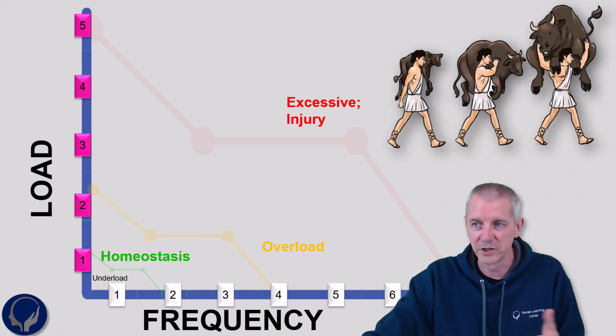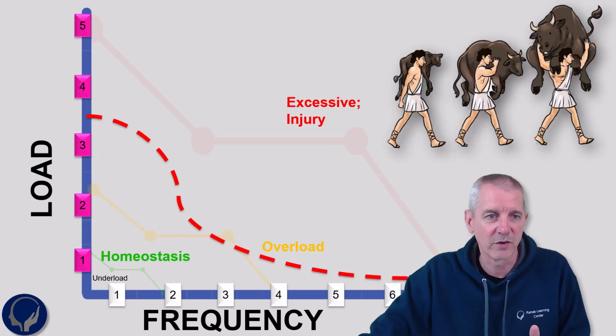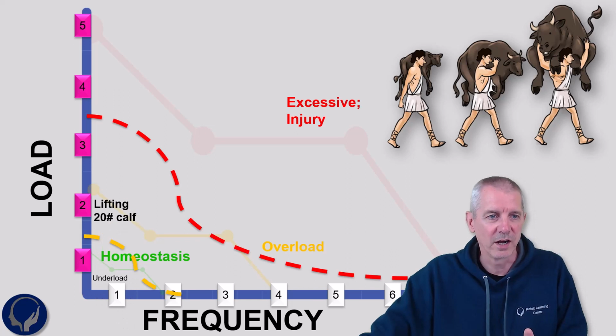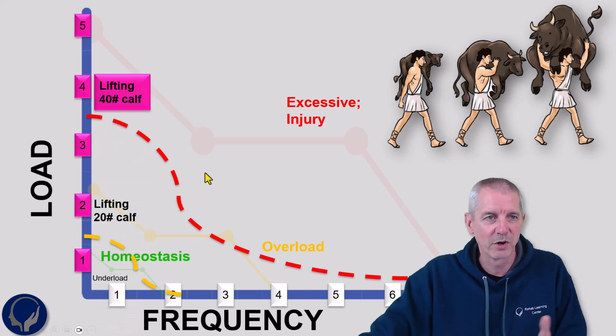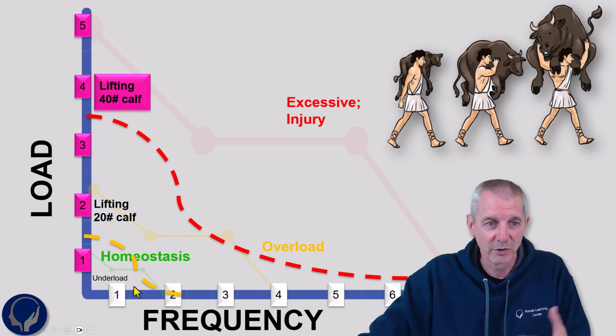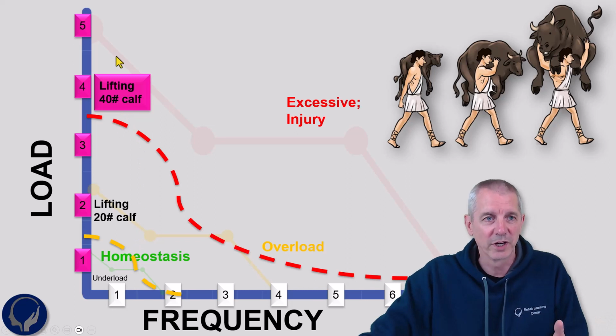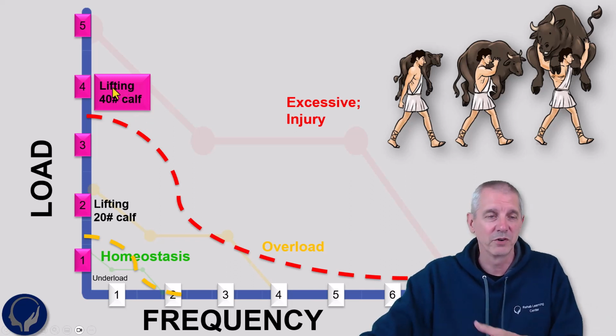So let's use some discrete examples, and I won't go through all of them. If you remember before, lifting the 40-pound calf, that's where he only did it 1 day per week, but that kind of got him close, but he was still overloaded. He was still fine. Maybe he had some delayed onset muscle soreness, but now he has an injury because that same load that he used to do 1 day per week is now causing problems.